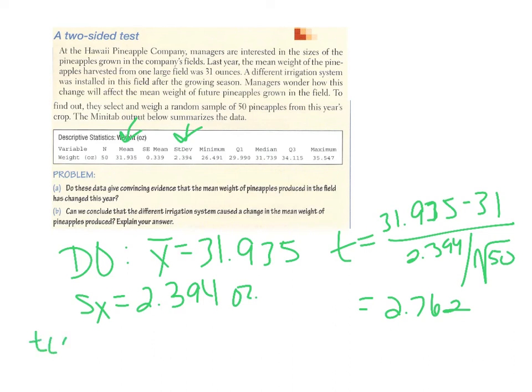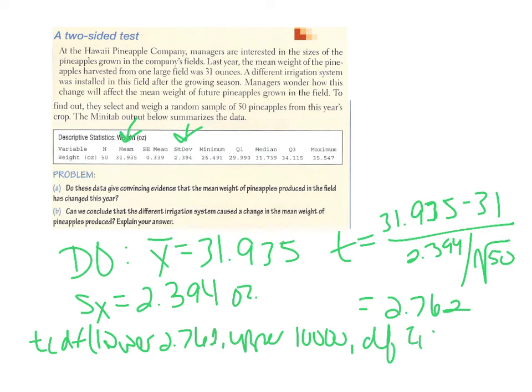So my tcdf is going to give me, I'm going to have to multiply that out. I can go whichever direction I want to. So let's say I'm going to do a lower of 2.762, an upper of 10,000, degrees of freedom of 49. Then I'm going to need to multiply the answer by 2 because I have a two-sided test. That is going to give me a p-value of 0.0081.